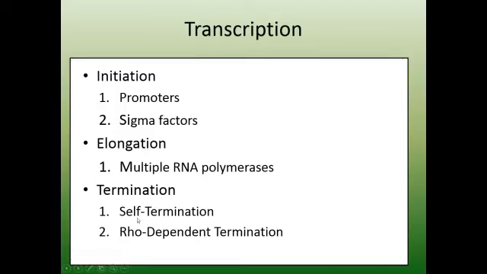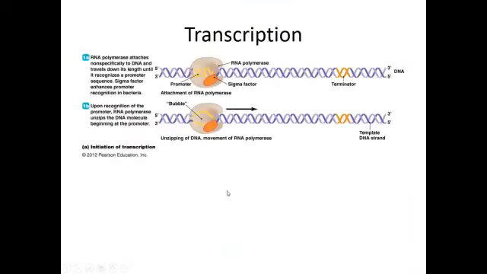Termination is when you get to the end of the gene and it's time for the RNA polymerase to let go. There are 2 types. There's self-termination and rho-dependent termination. And we're going to talk about all of these in more detail. Let's look at transcription in general. Here is a gene that needs to be transcribed, and before the gene actually starts on the DNA, we have a region called the promoter.